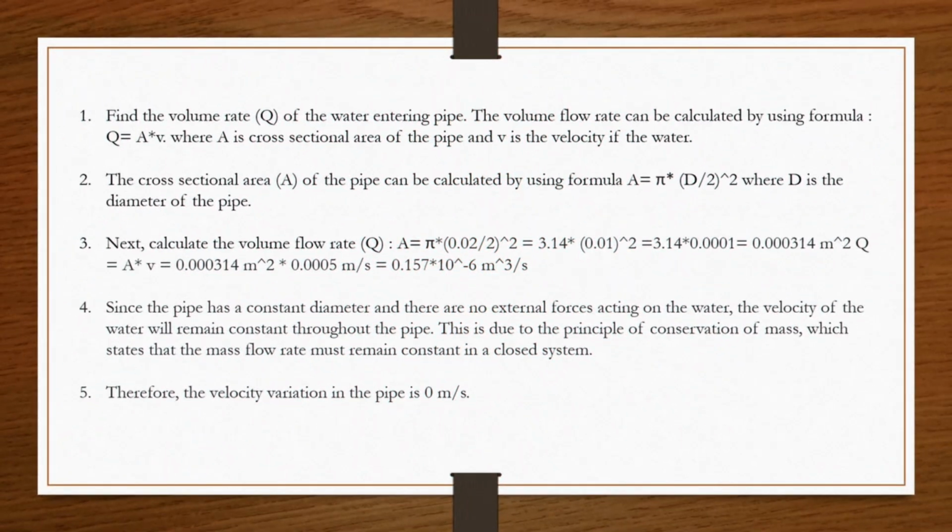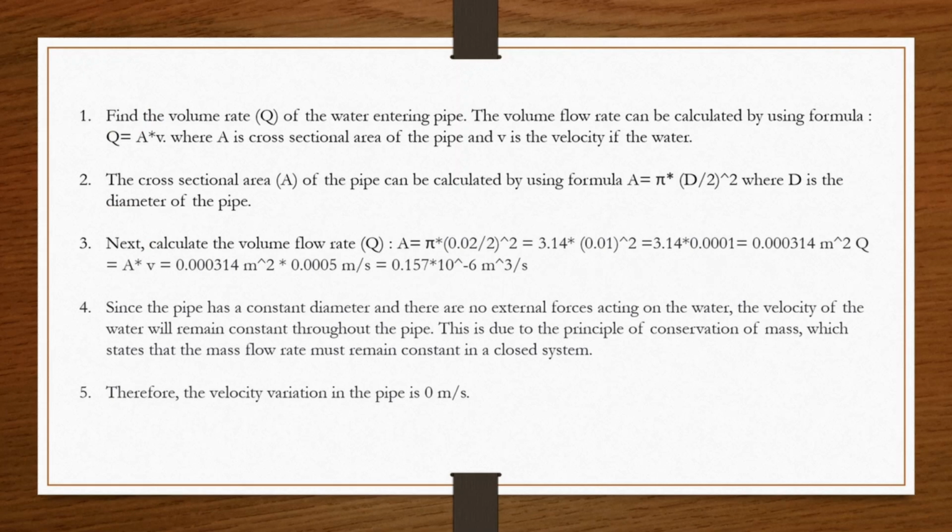The solution is to find the volume rate of the water entering the pipe. The volume flow rate can be calculated by using the formula Q equals A times V, where A is the cross-sectional area of the pipe and V is the velocity of the water. Next, the cross-sectional area of the pipe can be calculated by using the formula A equals pi times (D over 2) to the power of 2, where D is the diameter of the pipe.